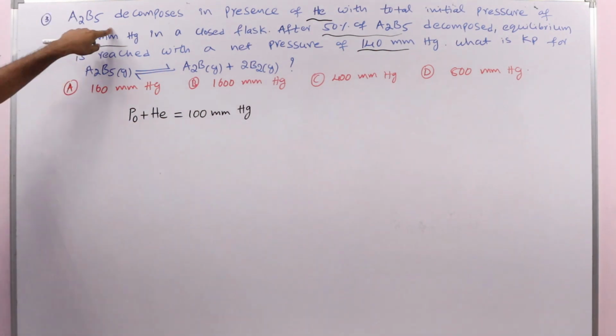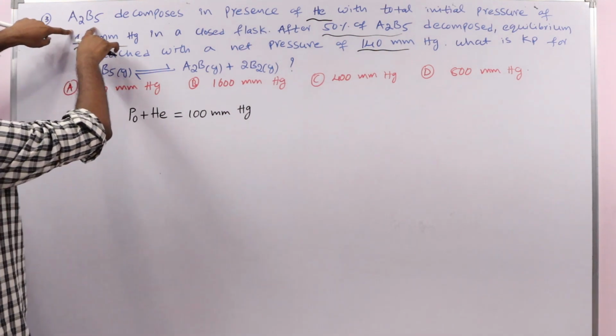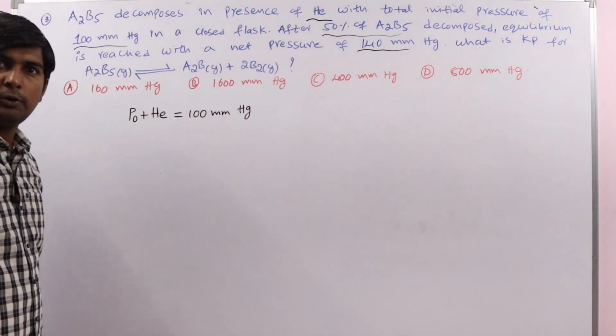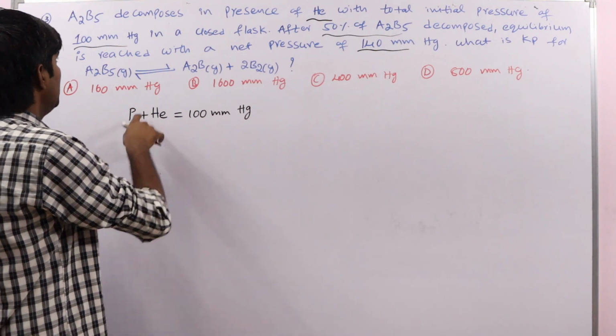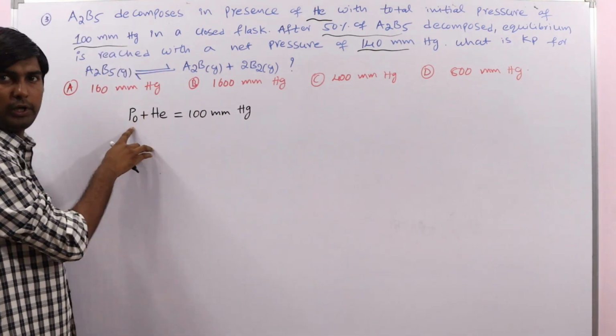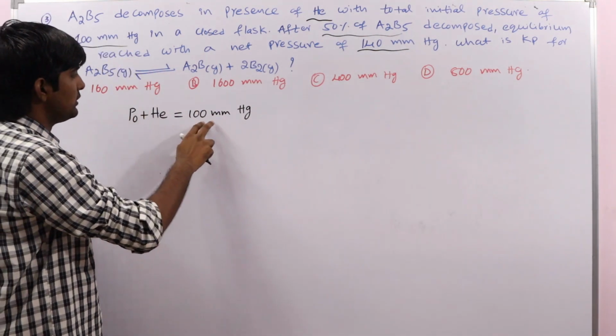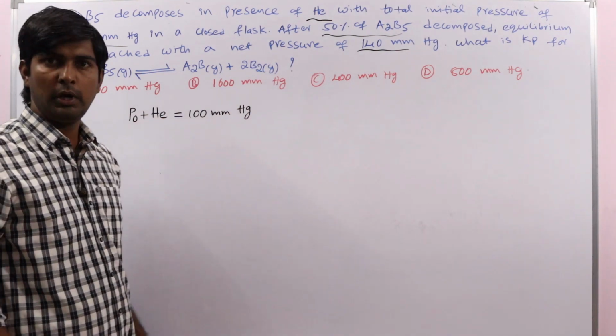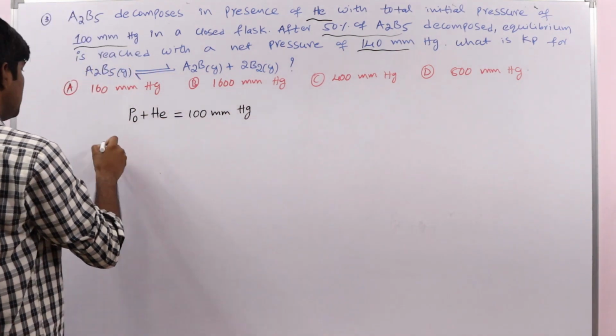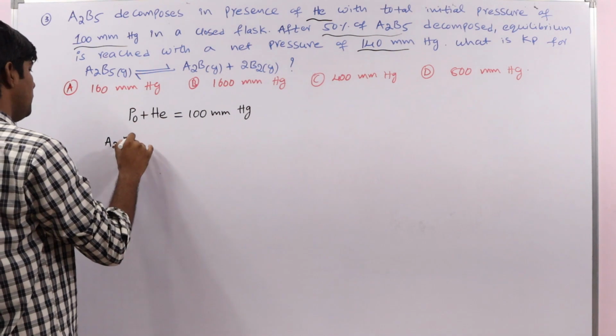Okay, so initially we have A2B5 plus helium. Its pressure we are assuming as P naught. P naught plus helium is the total pressure, equal to 100 mm Hg. Now let us take this reaction A2B5.